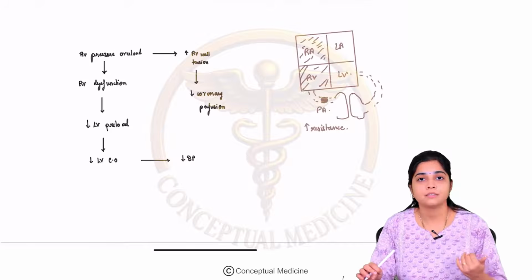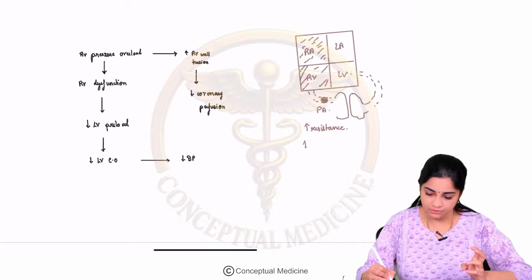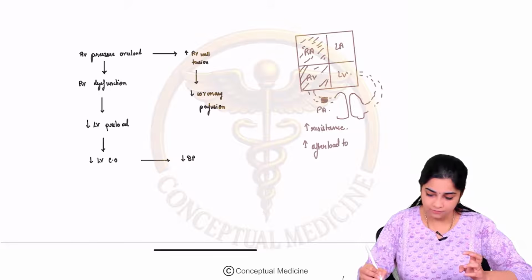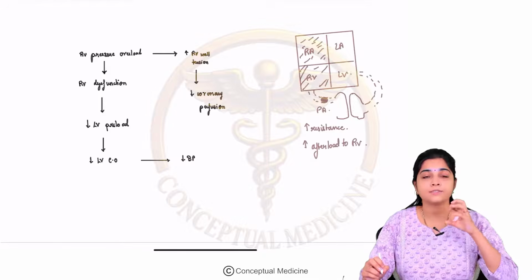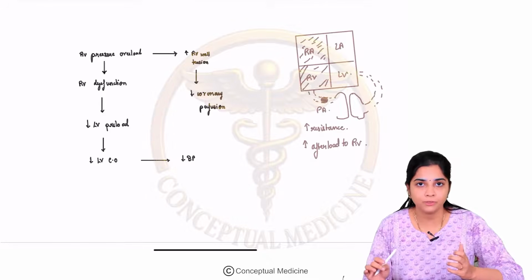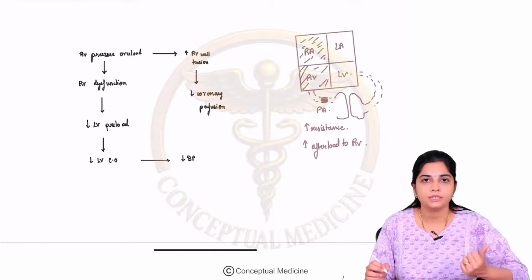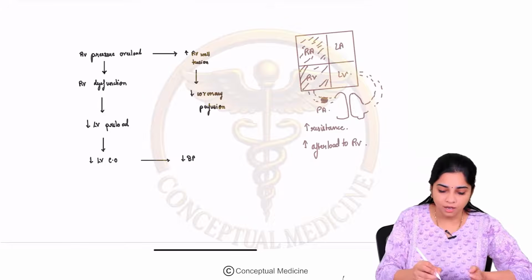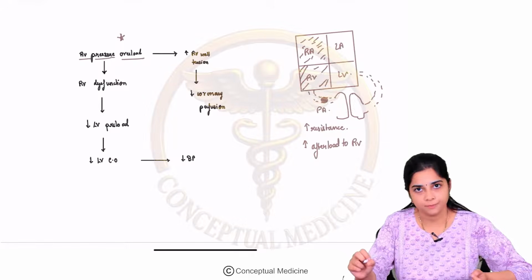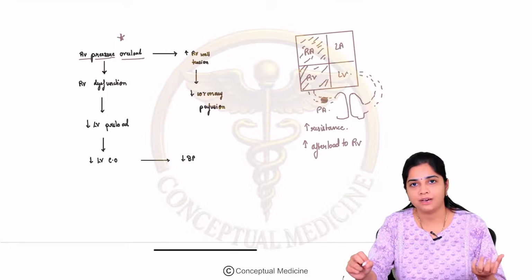Now, if the resistance is increased, what is in turn going to increase? It is going to be an increase in the afterload to the RV, right? So the RV has to pump against a higher resistance. This is what you mean by afterload. So increased afterload is going to result in what? An RV pressure overload. I hope this is very, very clear.